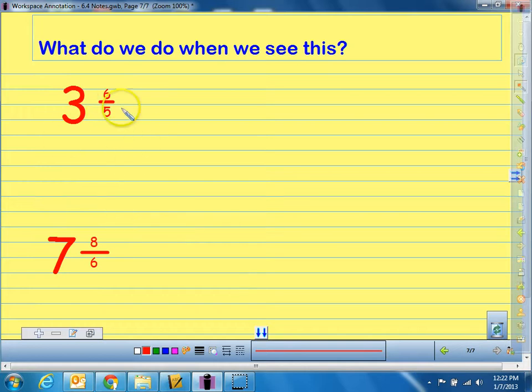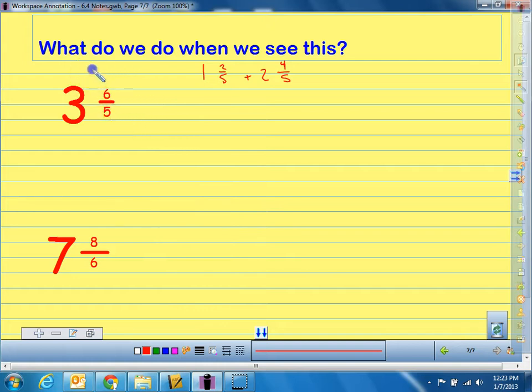All right, sometimes when we're done adding, we might get an answer like this. I have 3 and 6/5. So for example, this might have been the problem 1 and 2/5 plus 2 and 4/5. So if we would have gone through our steps, we would have gotten 3 and 6/5 as our answer. Well, the problem is right here. What's wrong with this fraction? I hope you said that it's an improper fraction. If you did, you would know that we have 3 and 6/5. 6/5 is an improper fraction.